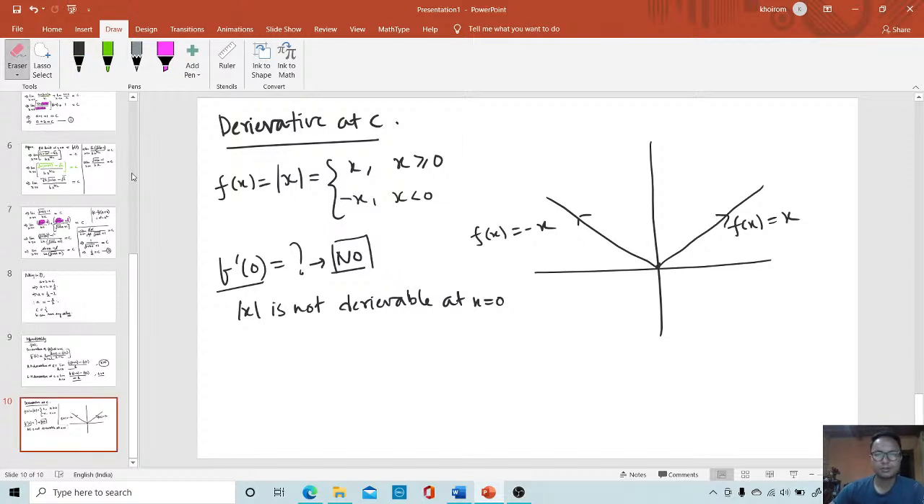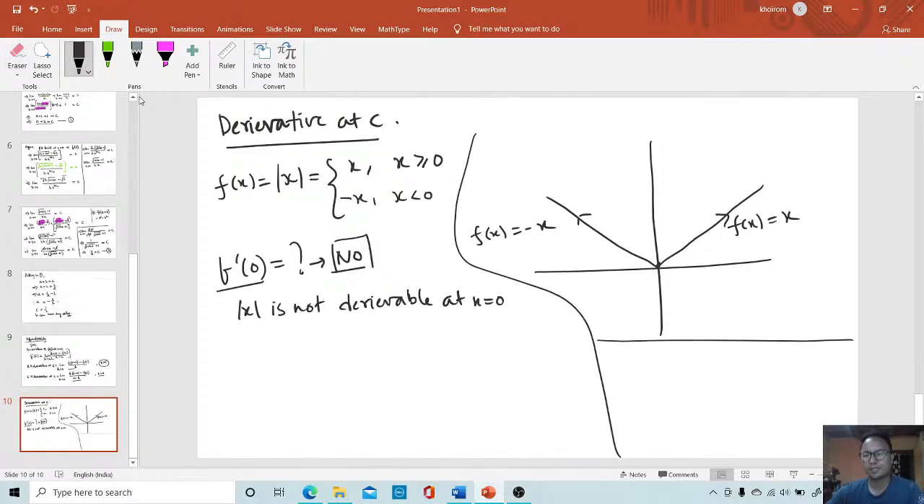Now we will discuss differentiation. d by dx of x to the power n is n x to the power n minus 1. Is that okay?